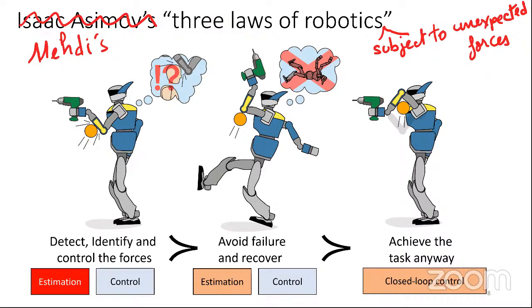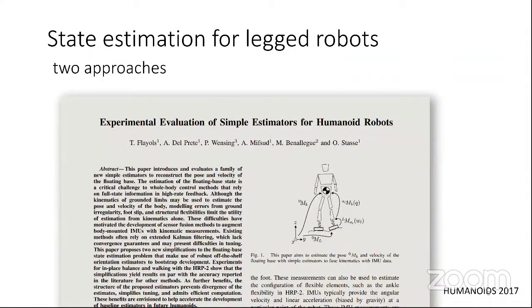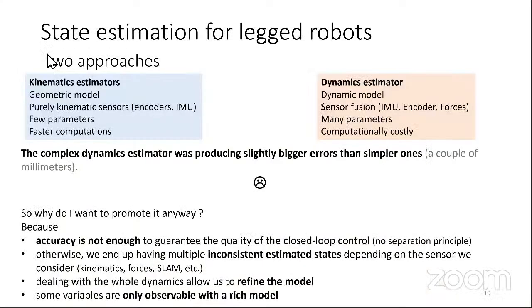For the first one, I want to talk about a paper that we did a couple of years ago about experimental evaluation of simple estimators for humanoid robots. And the word simple was really important in this paper, because in that one we were mostly comparing kinematic estimators that use IMU, encoders, maybe contact information, but it stays at the kinematic level. But I have also developed a dynamics estimator, and I think this is the one that I will talk about today.